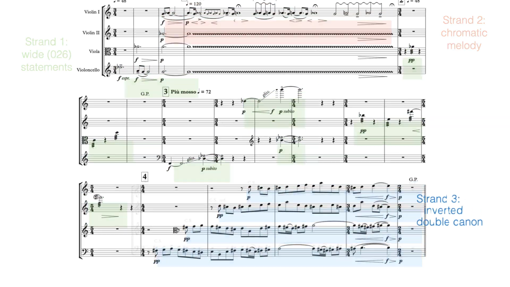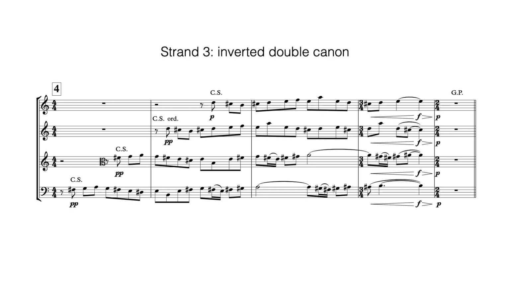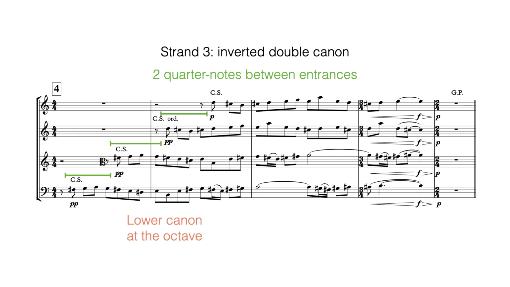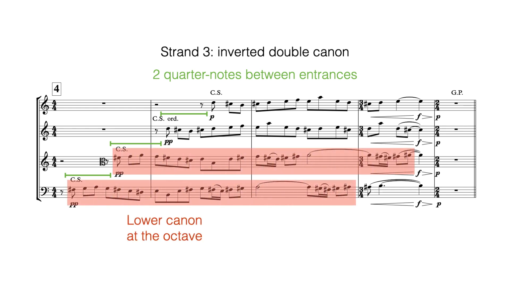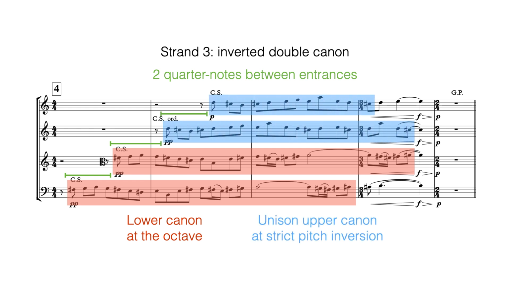The third strand is a double canon in inversion. The four voices enter at a distance of 2 quarter notes. The lower canon, between cello and viola, is at the octave. The upper canon, which is the strict pitch inversion of the lower one, is at the unison between the two violins. The cello starts like this.